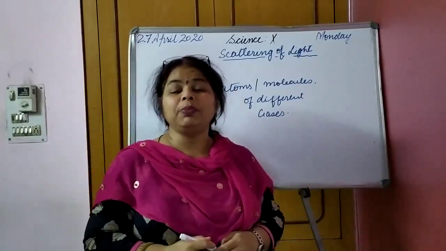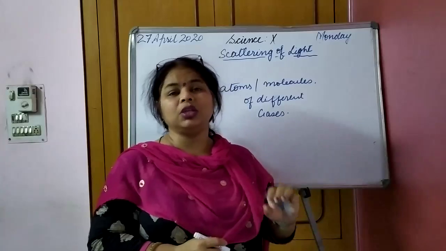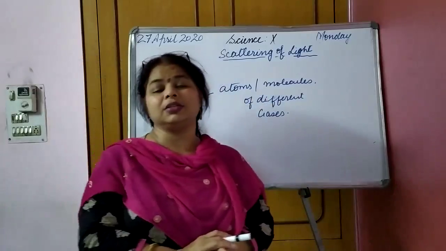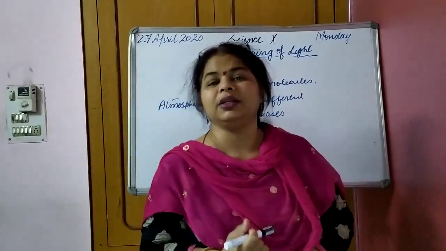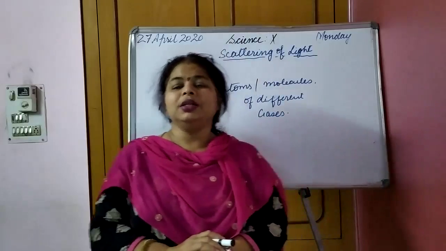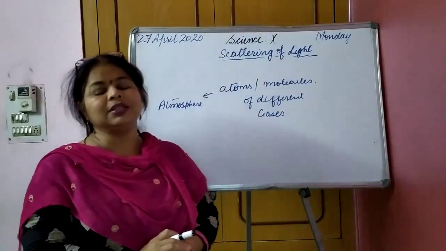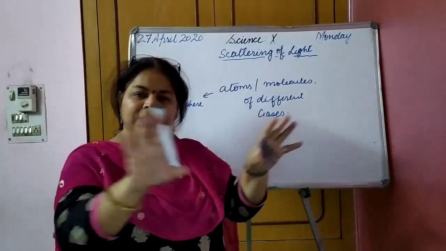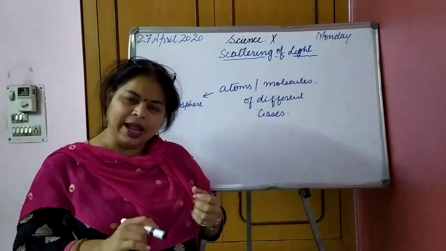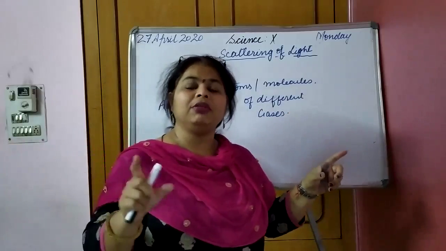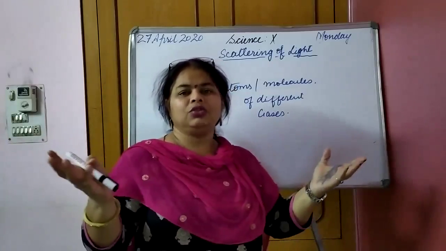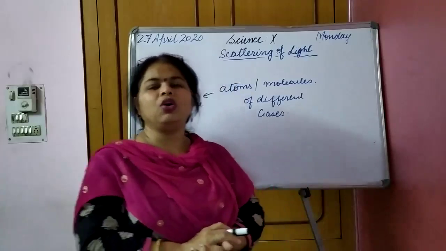Okay. Now what happens when the light enters into the atmosphere? These atoms or molecules of different gases, what do they do? They absorb the light. And these atoms and molecules of the gases re-emit light in all directions. Okay. First they are absorbing the light and then they are re-emitting. Re-emitting means again they are throwing it into the atmosphere in all directions.